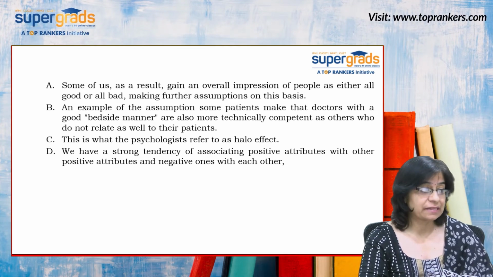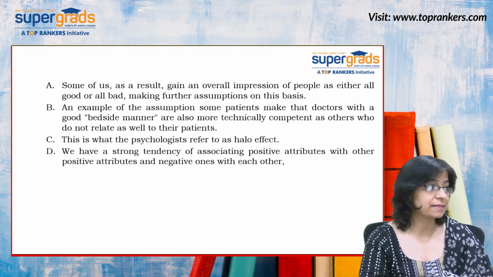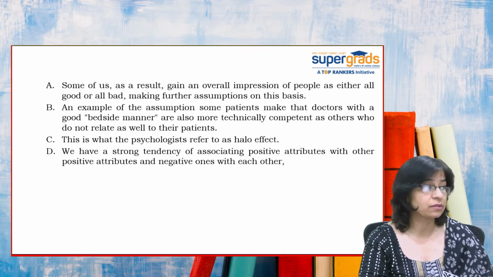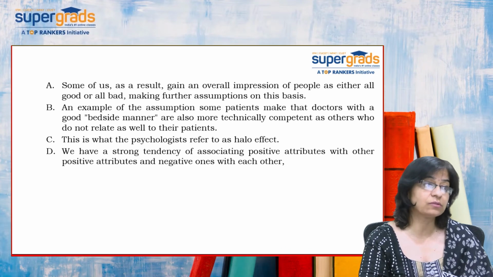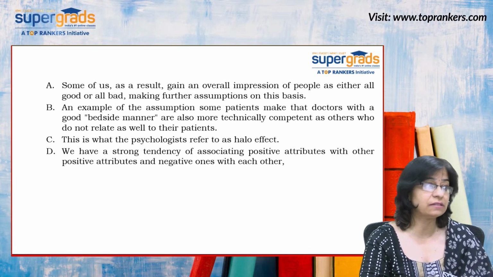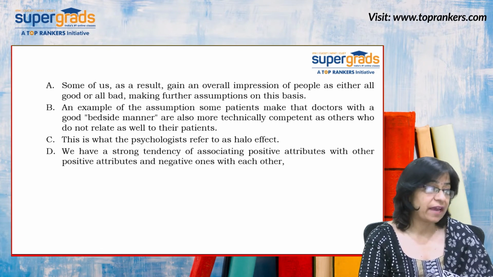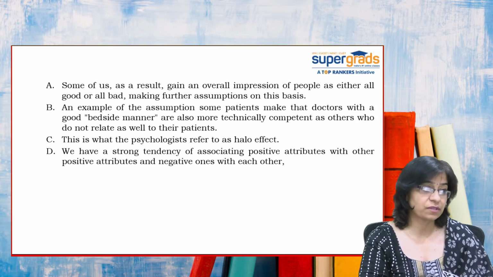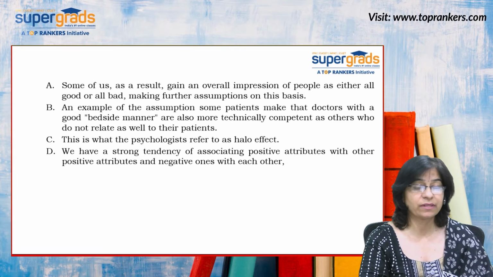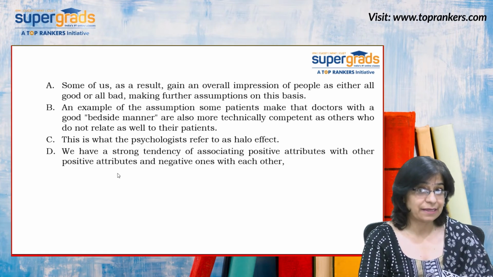Some of us, as a result, gain an overall impression of people as either all good or all bad, making further assumptions on this basis. An example is the assumption some patients make that doctors with a good bedside manner are also more technically competent than others who do not relate as well to their patients. This is what psychologists refer to as the halo effect. We have a strong tendency of associating positive attributes with other positive attributes and negative ones with each other. Now let's see how to deal with this.